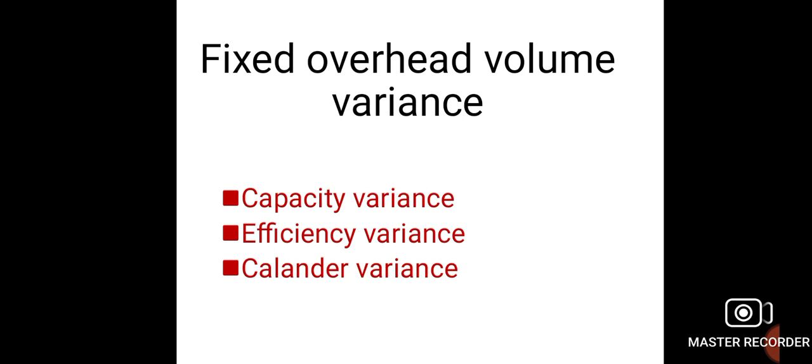Efficiency variance is the portion of fixed overhead volume variance which is due to difference between budgeted efficiency and actual efficiency. The last one, calendar variance. It is a portion of volume variance which is due to difference between standard number of working days and actual number of working days. I hope it is clear.